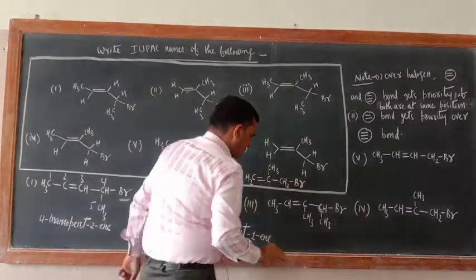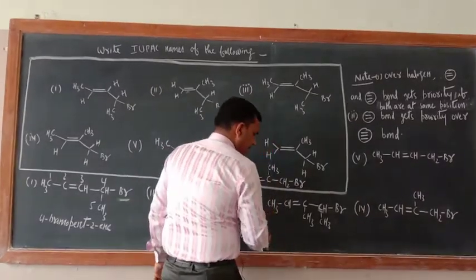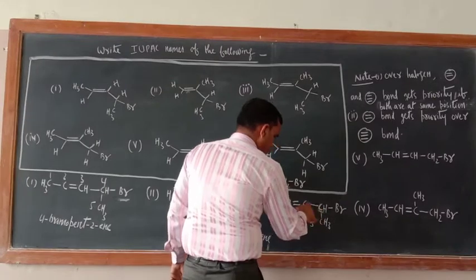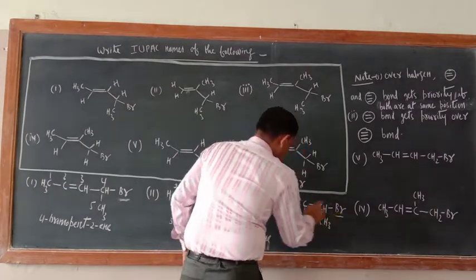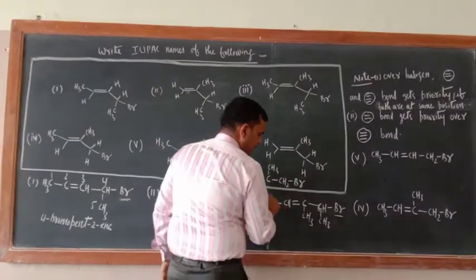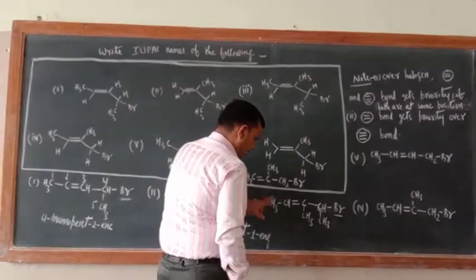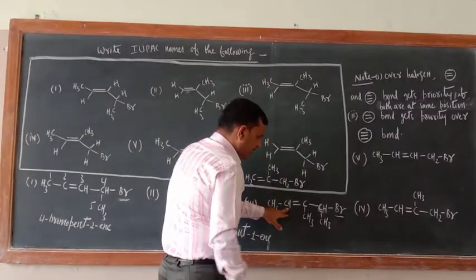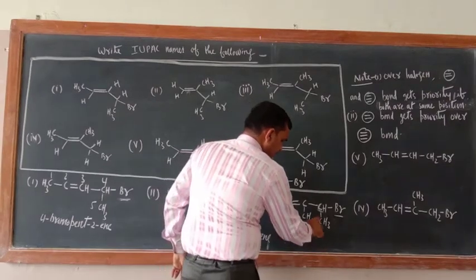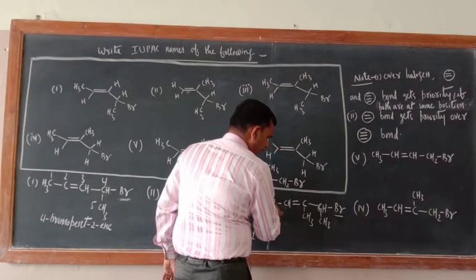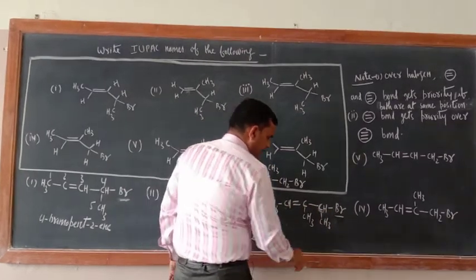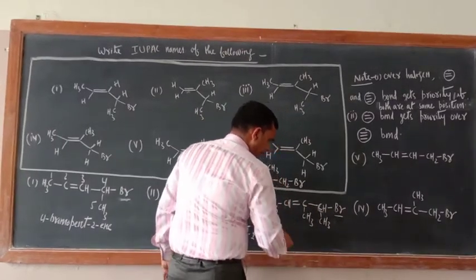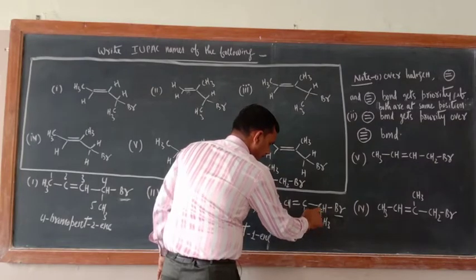What about this one? This is also 1, 2, 3, 4. Now just see, at 2 position Br is there, and at 2 position the double bond is also there. But try to understand here, both are at equivalent positions. But here just see, 1, 2, and here also 1, 2. This time you have to start from this side.